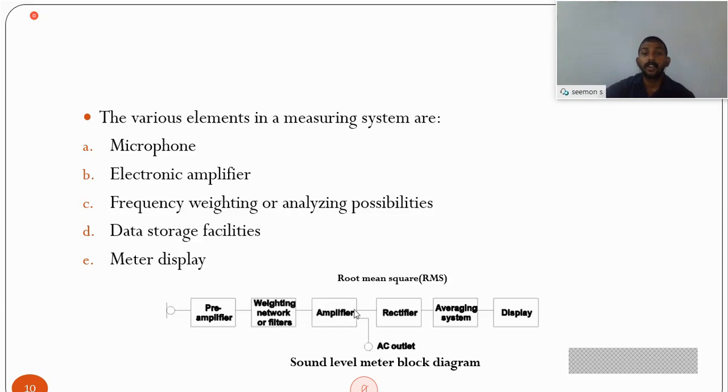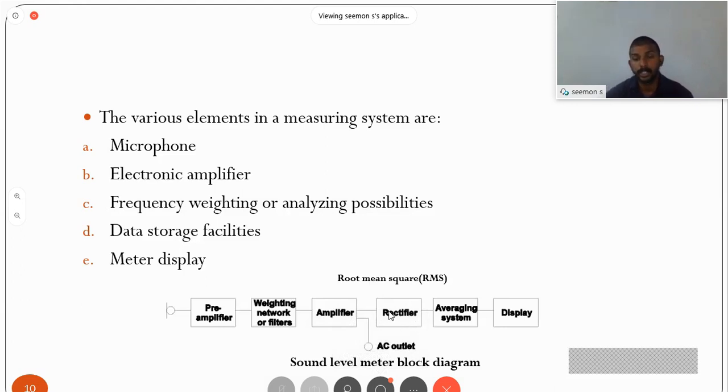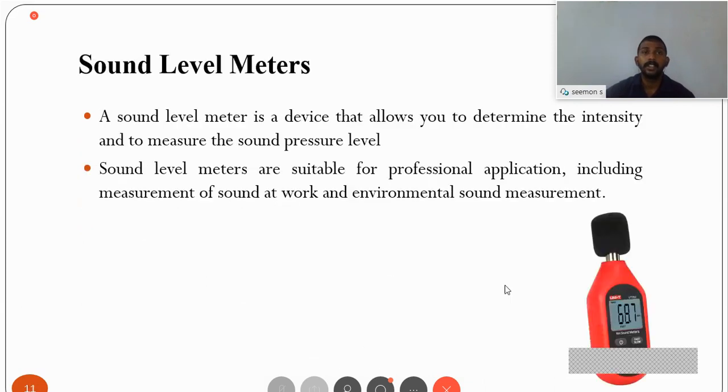Further, for displaying the data, the next step is the rectifier, using root mean square circuits, which converts it to a DC signal. After that comes the averaging system. Since we want to display the signal in decibels, the signal goes through a logarithmic circuit, and it is displayed on the decibel scale.